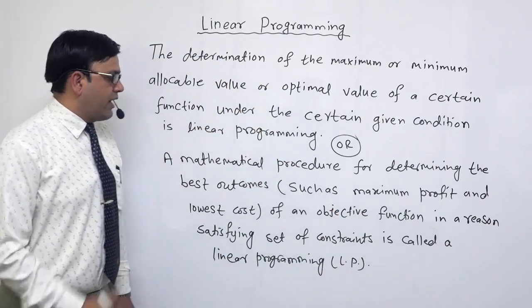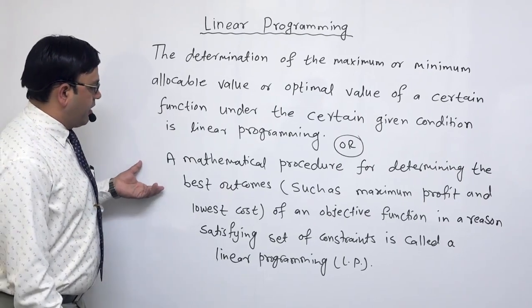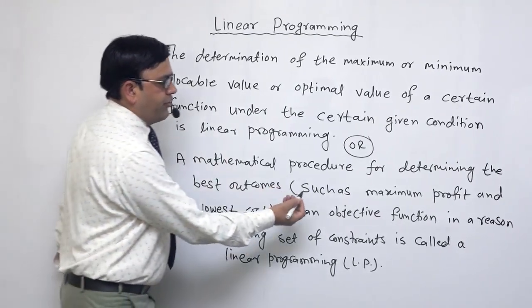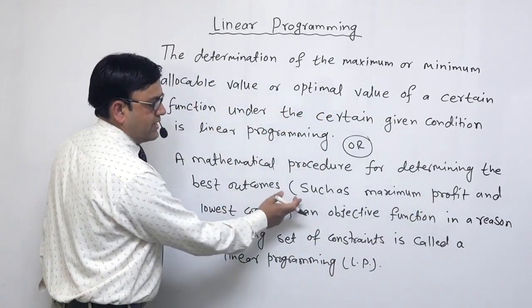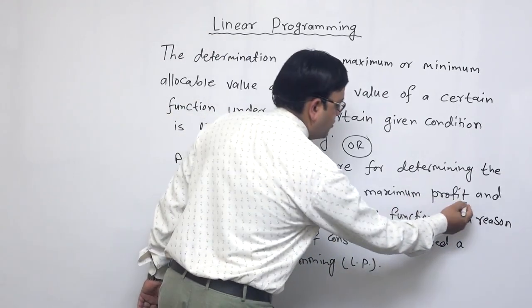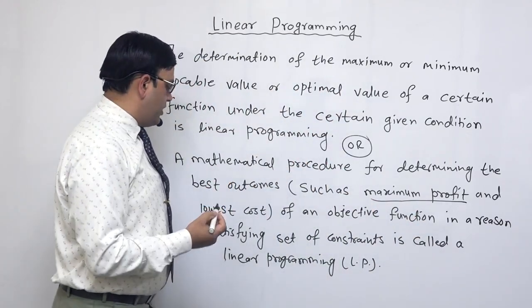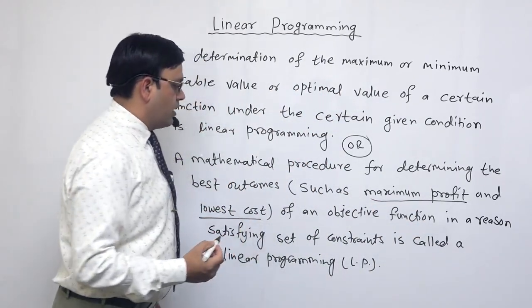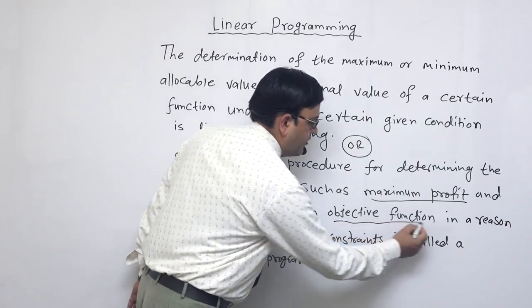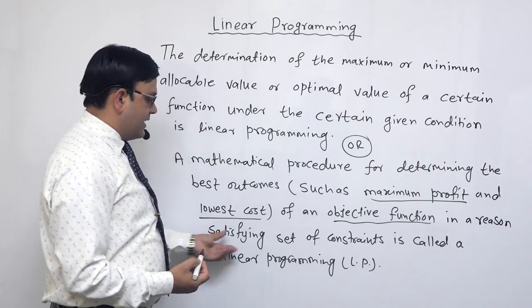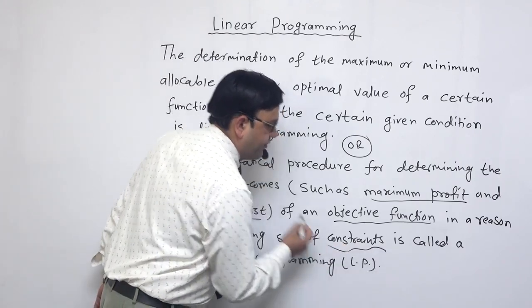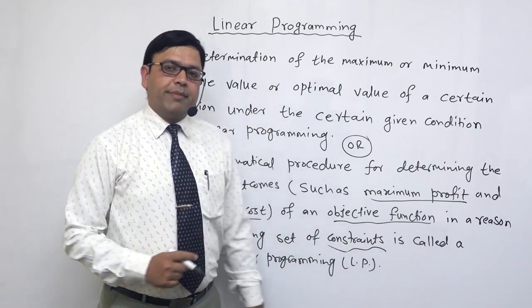Students, I think you are clear in the second definition also. A mathematical procedure for determining the best outcomes such as maximum profit. We have to gain maximum profit or lowest cost of an objective function. There would be an objective function, and in a region satisfying set of constraints is called linear programming.